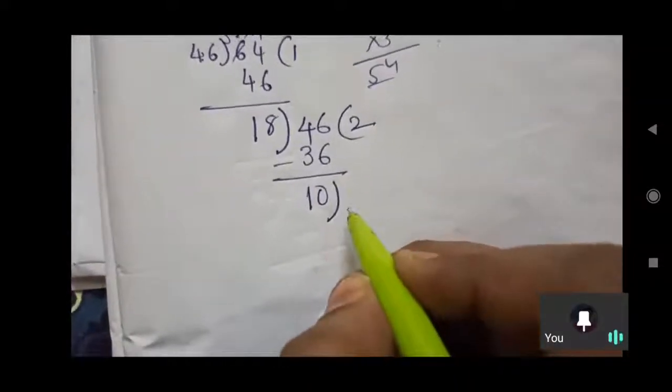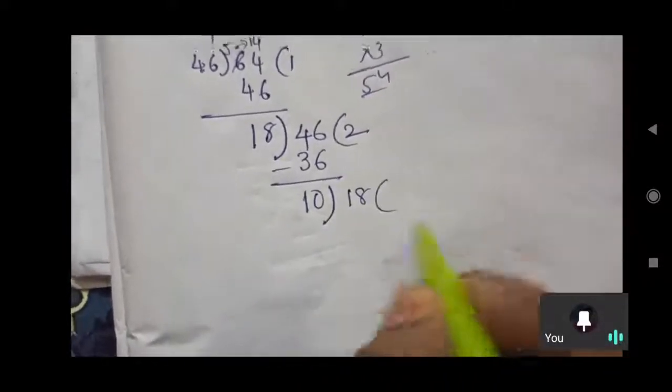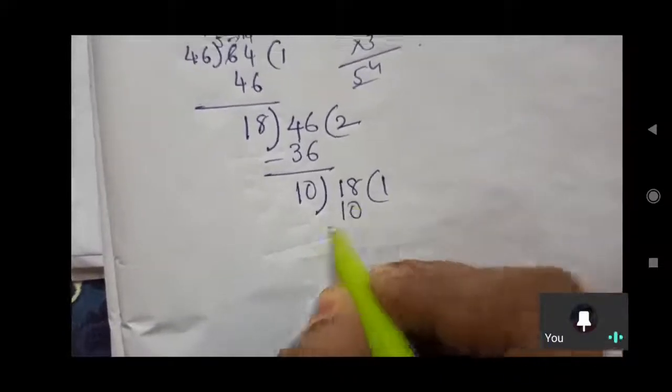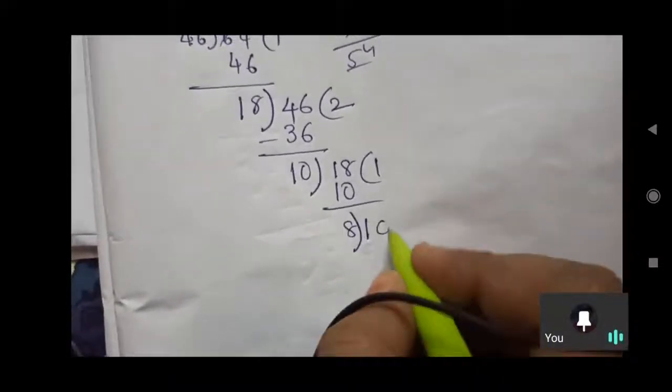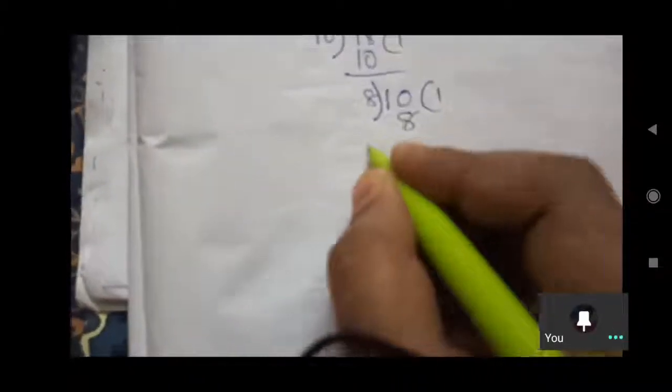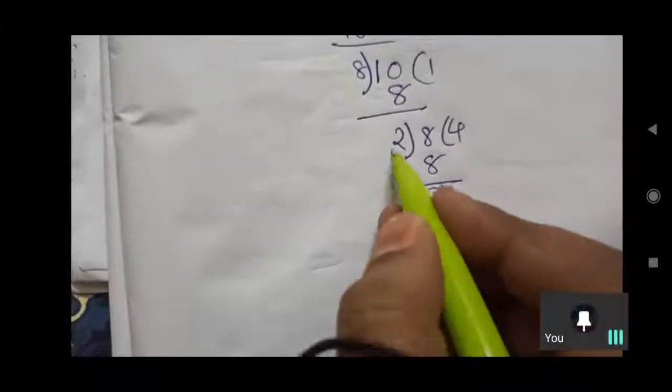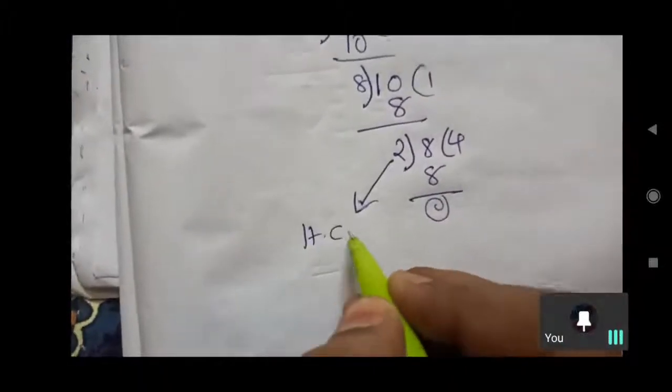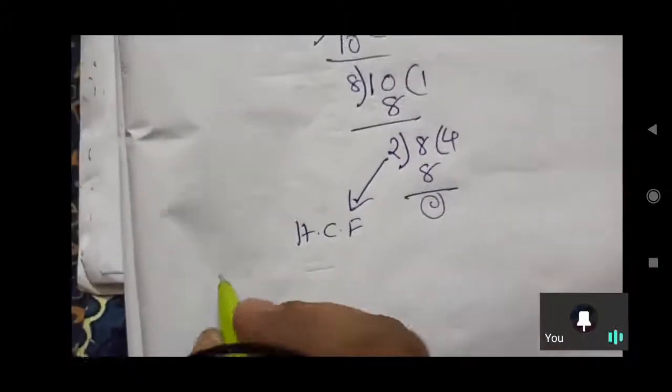Again 10 you keep here and 18 you should take as dividend. So 10 ones are 10. 8 is the remainder, and again 10 is taken as the dividend. 8 ones are 8. So 2 is the remainder. 2 fours are 8. So 0 is the remainder. So what is the HCF, Nana? HCF of the above numbers.